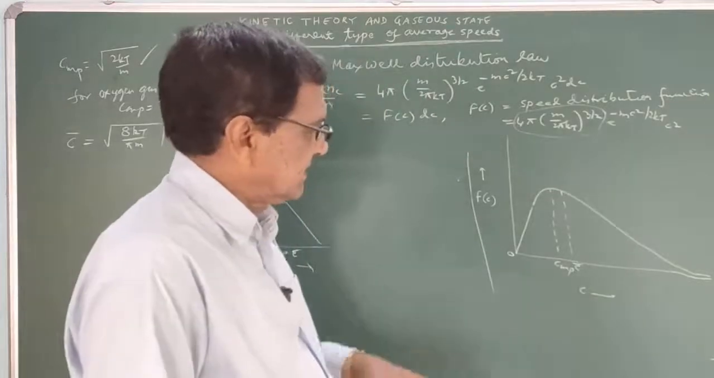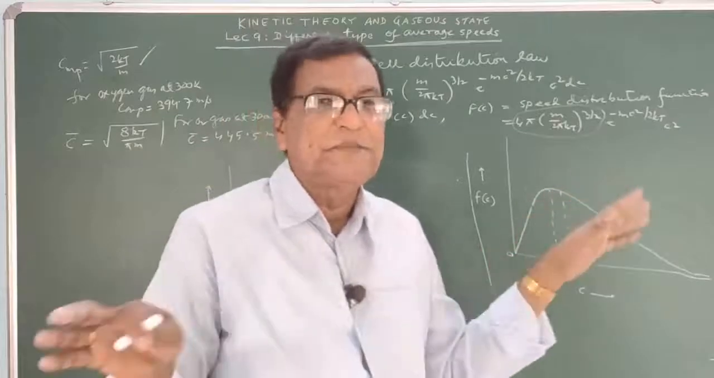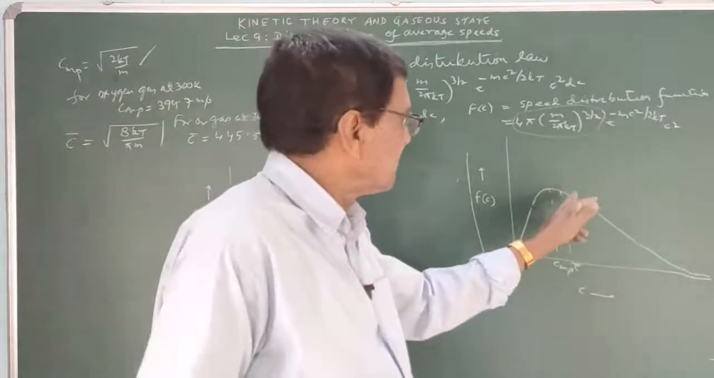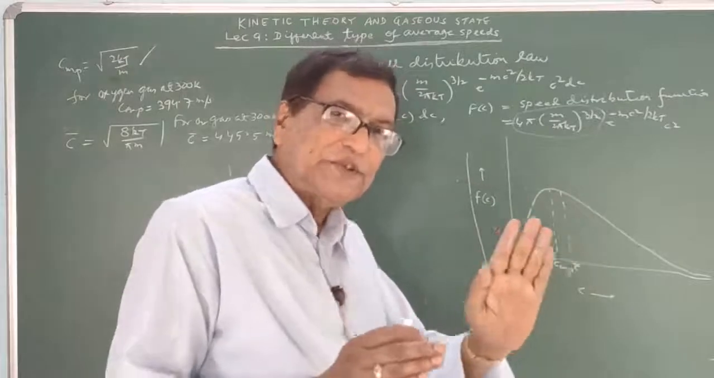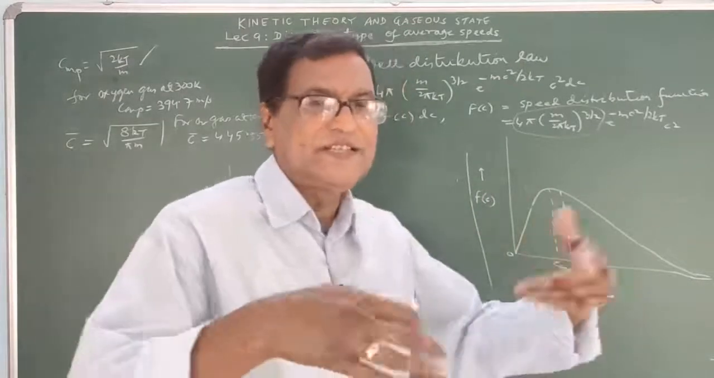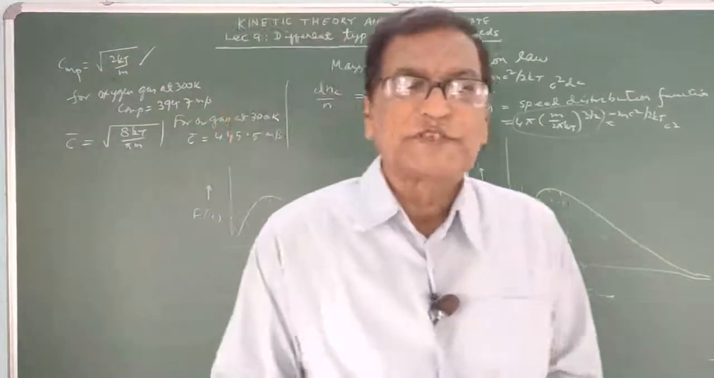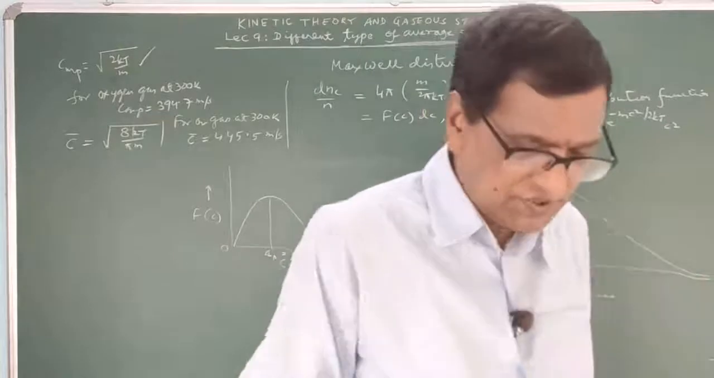See, this curve is inclined. This curve is not symmetrical. This curve is the Maxwell curve. The Maxwellian curve is not symmetrical, it is inclined to the left-hand side, to the lower side of the speed, and this is why the most probable speed is less than the average speed of the molecules.